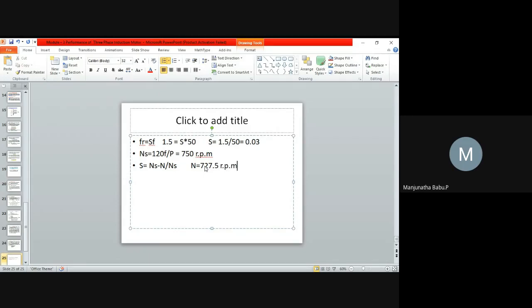Okay, so now once you know PM is equal to T shaft into omega, into omega is equal to 2 pi N by 60.